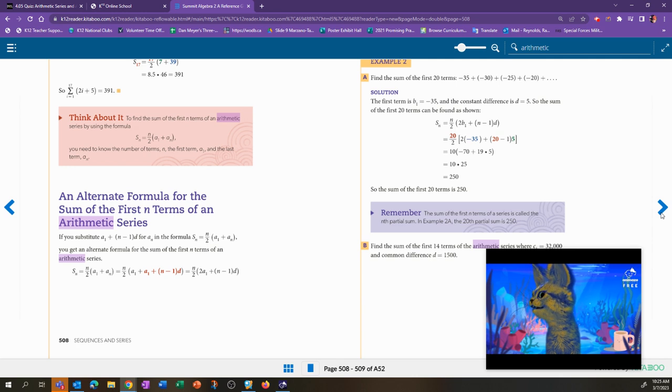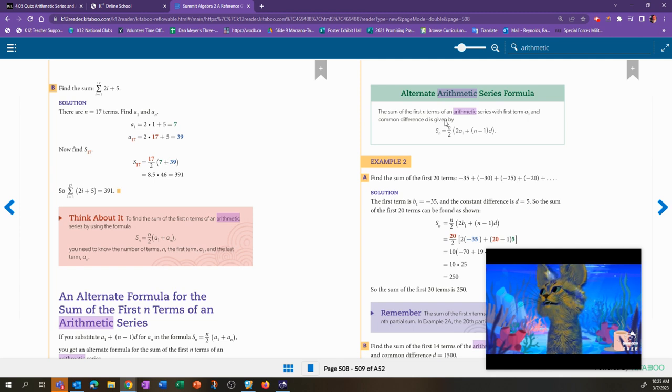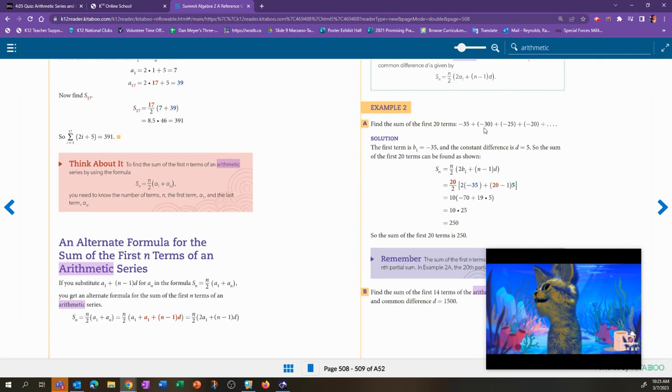Okay. Here we are. Let's go to alternate. There we go. The alternate formula. So when I first saw this, I misread it. I thought there is an alternating series, meaning that it goes back and forth between positive and negative numbers. So when you add those together, it's a little bit different.